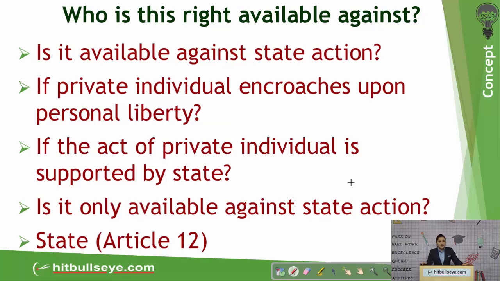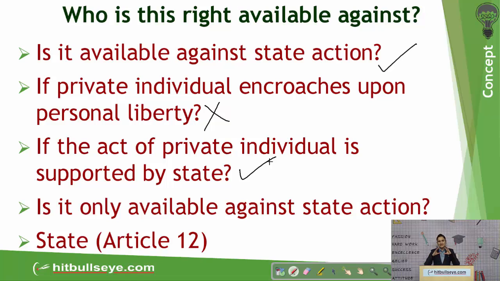Now, who is this right available against? The first question that this slide puts to us is: is it available against state action? I would say definitely. It is available against state action. If a private individual encroaches upon our personal liberty, will this article come into play? I would say no. If a private individual tries to interfere with your personal liberty or your life, in that case Article 21 cannot be invoked. Finally, the third question is: what if the act of the private individual was supported by the state? In that case, I would say definitely Article 21 will come into the picture.